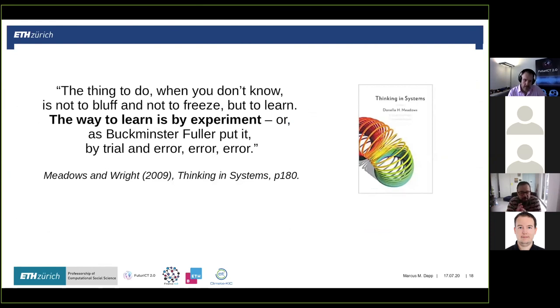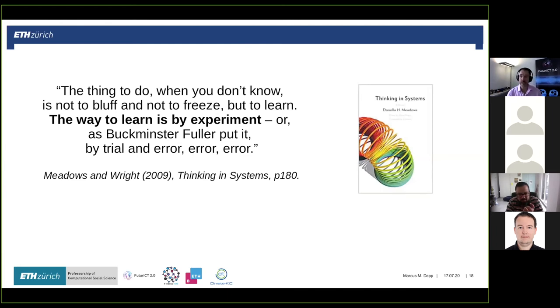The thing to do when you don't know, because as you have seen, it's very complex, is not to bluff and not to freeze, but to learn. The way to learn is by experiment, or as Buckminster Fuller put it, by trial and error. That was said by quite a famous person, Donella Meadows, in a nice book, which I recommend to have a look, which is called Thinking in Systems.